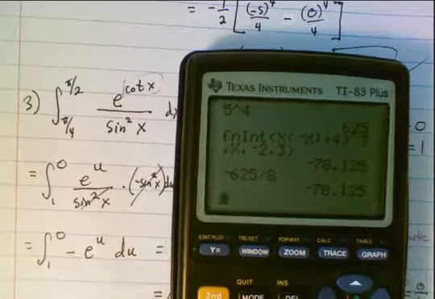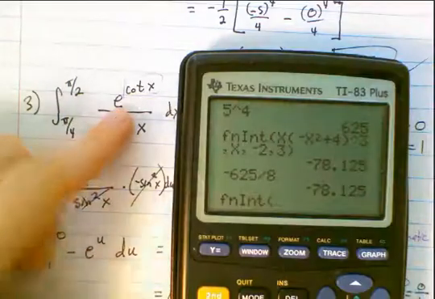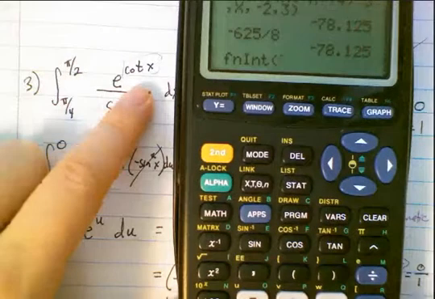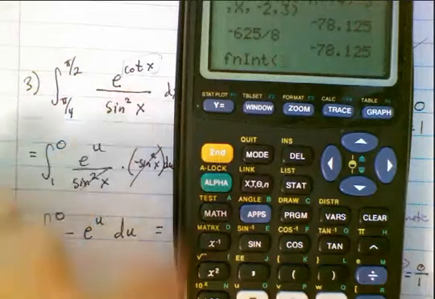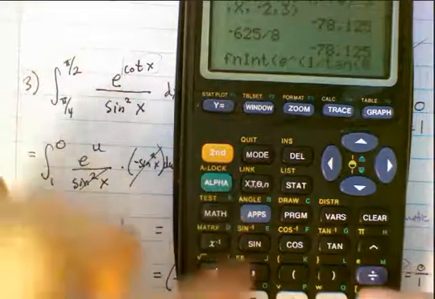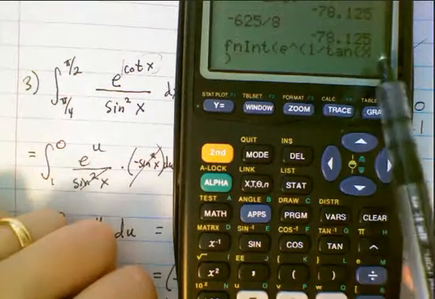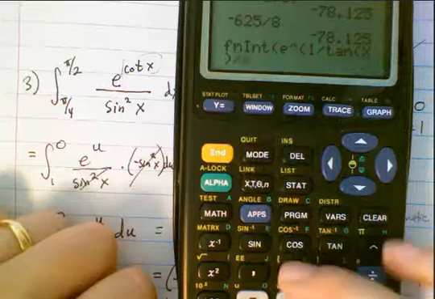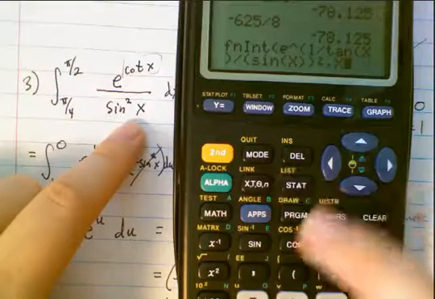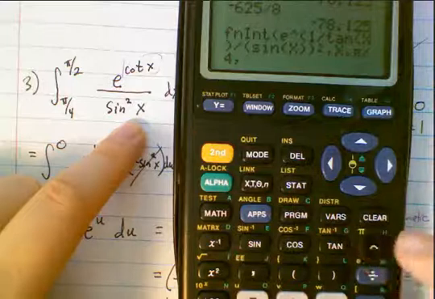When we put that in, notice this is a little bit tricky simply because there is no cotangent button. We have sine, cosine, and tangent, but no cotangent. So we have to remember that cotangent is 1 over tangent. So we're going to do e to the 1 divided by tangent of x. We've already made sure our calculator is in radians, so that's okay. Okay, close parenthesis right there. Divided by, remember, sine squared x is the sine of x squared. Our variable is x. Our lower bound is pi divided by 4. Our upper bound is pi divided by 2.